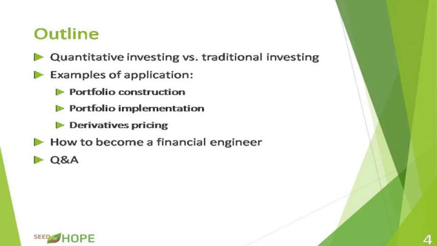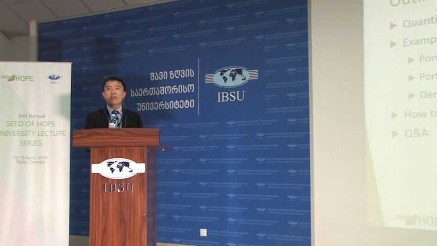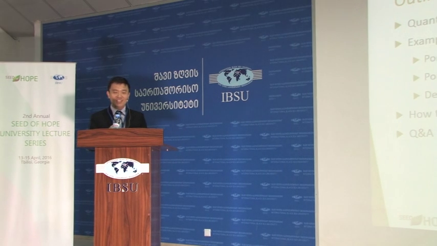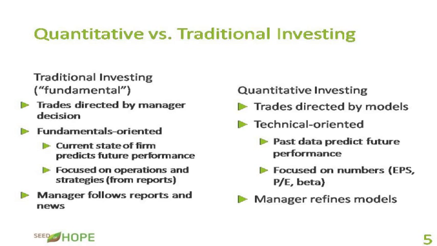The outline of today's talk will be, first I will explain to you the difference of quantitative investing and traditional investing, and I will give you 3 examples of application of financial engineering in the areas of portfolio construction, portfolio implementation, and derivatives pricing. And hopefully by then, I've piqued your interest a little bit on how to become a financial engineer. Okay? First, the difference between quantitative and traditional investing.